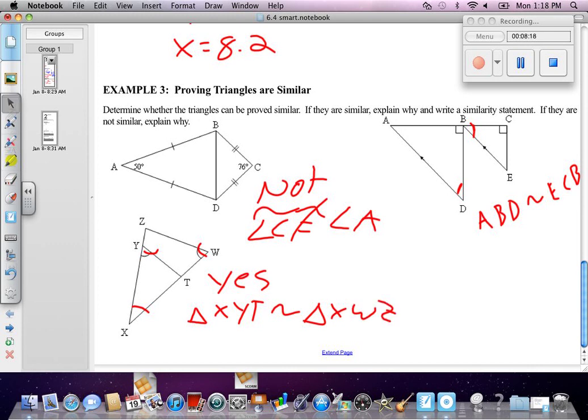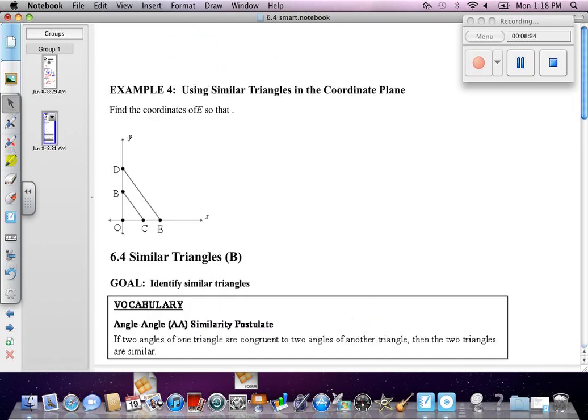Okay, let's look at example 4, which I believe is on next. Example 4: using similar triangles in the coordinate plane. O is 0, 0, so this is at point 0, 0. B is at 0, 4. D is at 0, 7. And C is at 3, 0. And it asks you, find the coordinates of E.